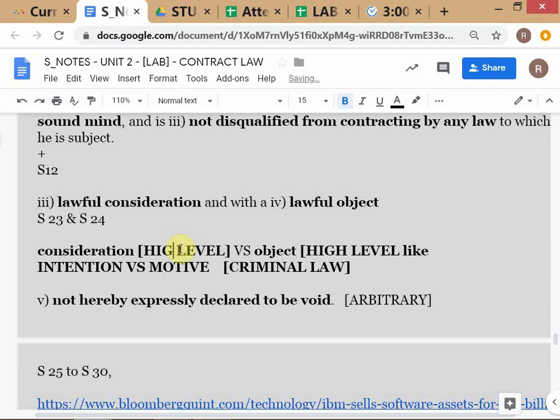Suppose a person in India contracts with a person in USA, and suppose in India it is unlawful and in USA it is lawful. So will this contract be valid or not? The contract will not be valid, but you have to specify how it is unlawful. It is unlawful in India, rules are framed accordingly, but in USA it is valid.